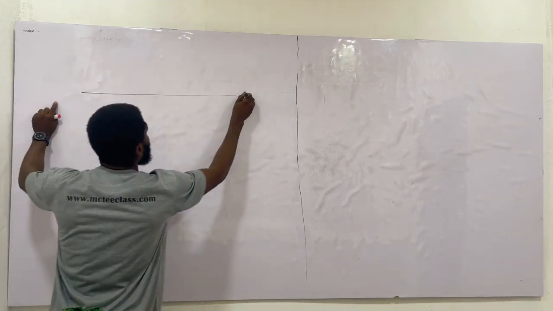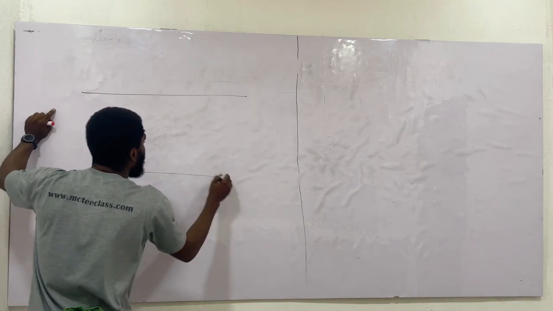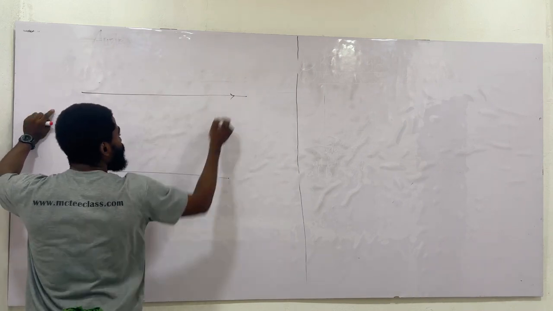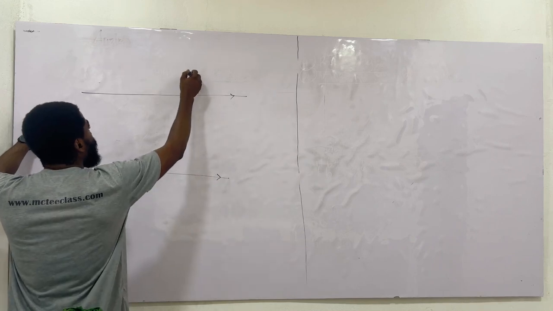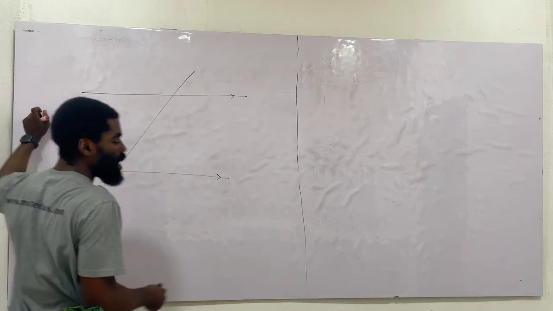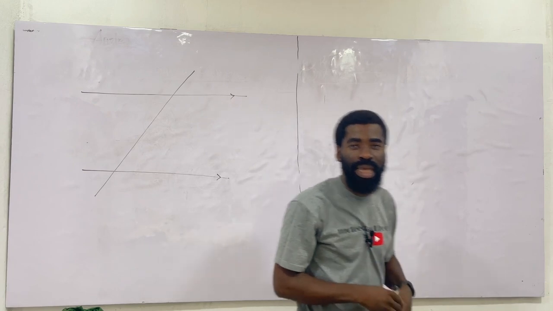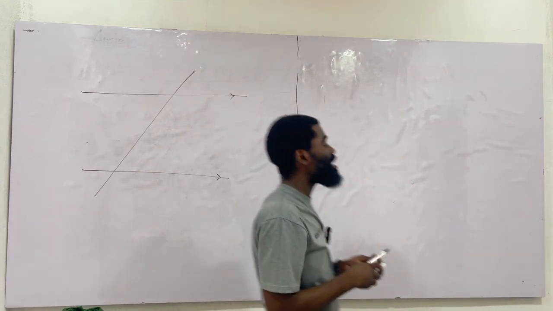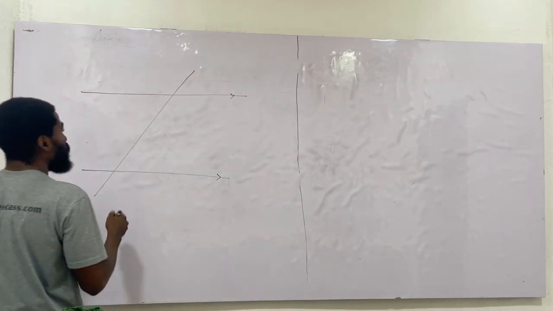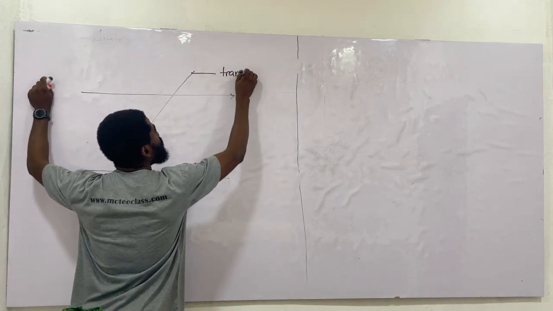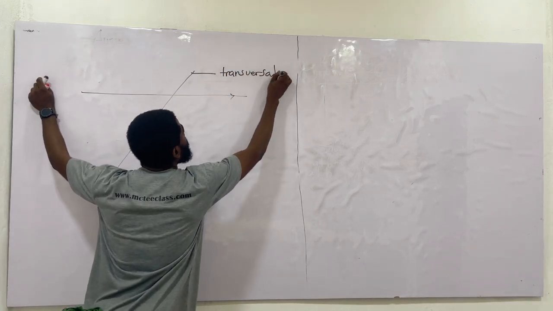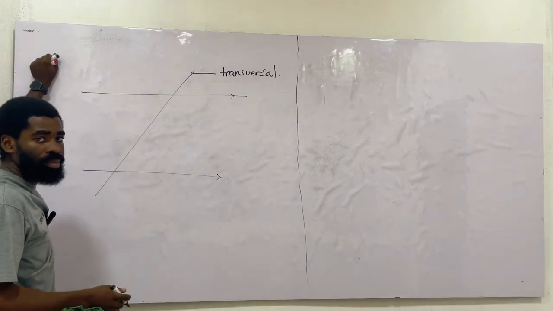Now, this is a parallel line. That is another parallel line. So we put the arrows to indicate that they are going in the same direction. Now, the moment we draw a line here, we have what we call the transversal. Very, very important. So this line here is called the what? The transversal. That's the line that divides them.